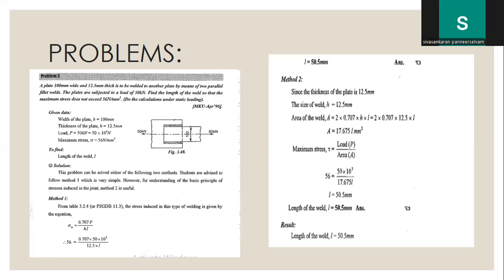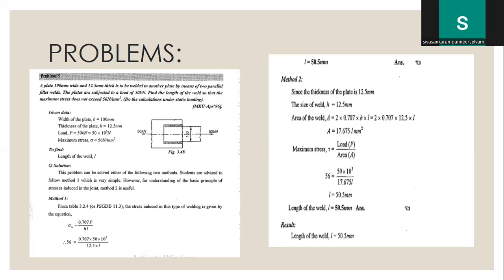Using the design handbook, we can take this formula from page number 11.3, welded joint design. For a double parallel fillet welded joint, sigma B, the weld stress, is equal to 0.707 into P by H into L. Using this formula, we can find out the length of the weld, 50.5. We know the P value, H value, and sigma value. Only L is the unknown quantity to be found.